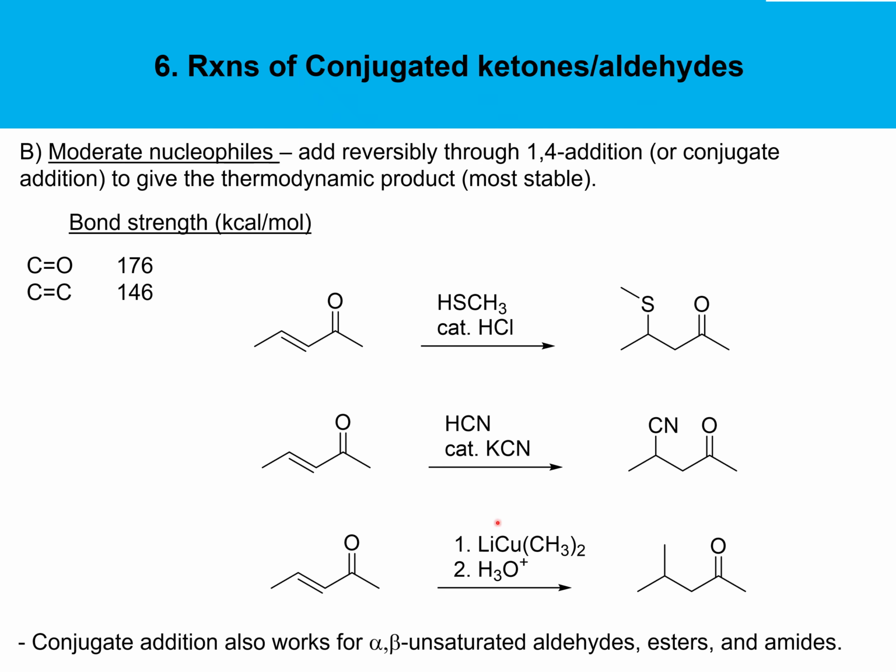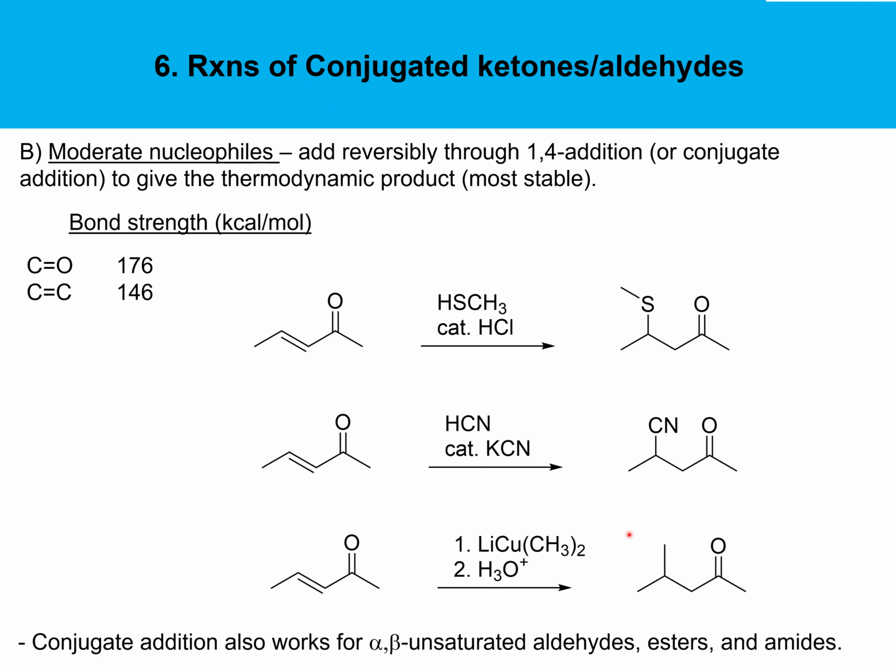So these cuprates are examples of carbanions, but unlike Grignards and organolithiums, they're considered more moderate nucleophiles, and so they generally add to the beta carbon. Note that although I'm showing examples here with alpha beta unsaturated ketones, the reaction works the same whether we use an alpha beta unsaturated ketone or an aldehyde or ester or amide or other similar carbonyl compounds.